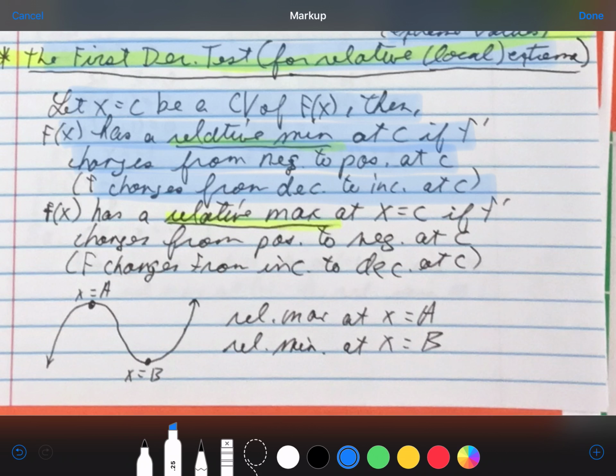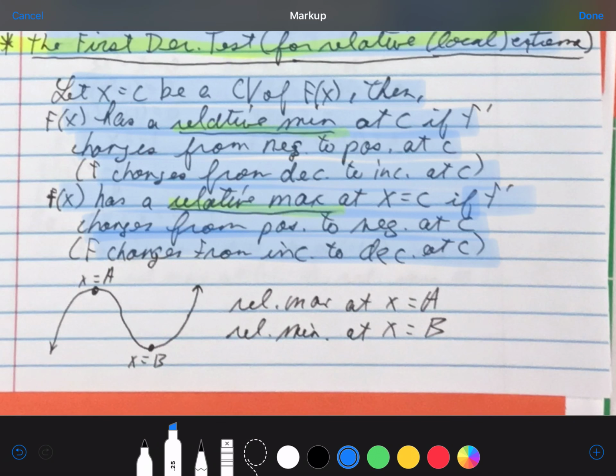And then vice versa. In the case of point A, f would have a relative max, like we do at A, if f prime changes from positive to negative. That's where we have our function changing from increasing to decreasing, positive first derivative to negative first derivative. Then we have the location of a relative max. So we have our relative max at x equals a in this case, relative min at x equals b. But I can make that determination solely from looking at the values of the derivative. I don't need the graph.